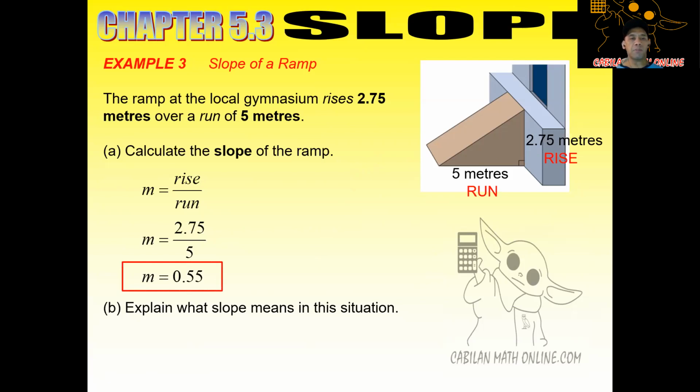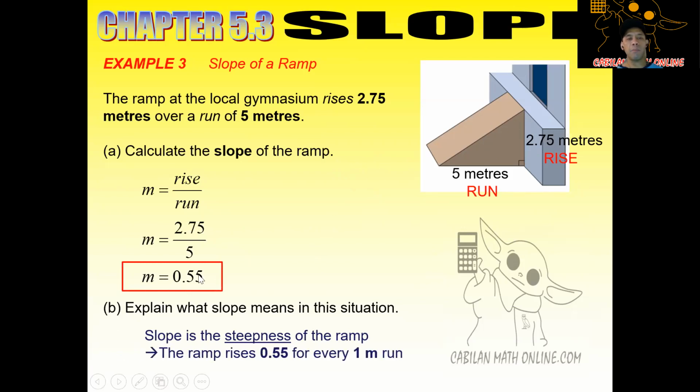Now for part B, to explain what slope means in this situation, this basically determines how steep this particular ramp is. And the way to explain that is that this number of 0.55 is telling us that this ramp has a rise of 0.55 for every 1 meter going across. All right, so that's just a quick thing I wanted to go over.